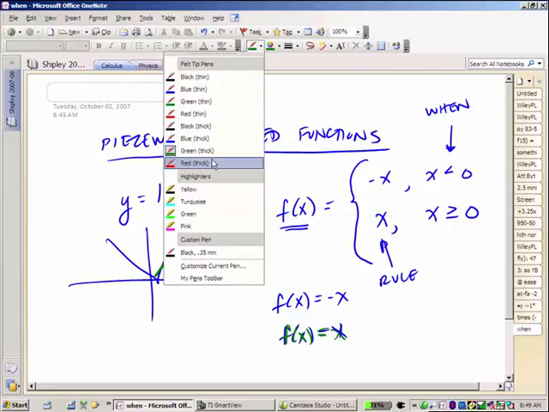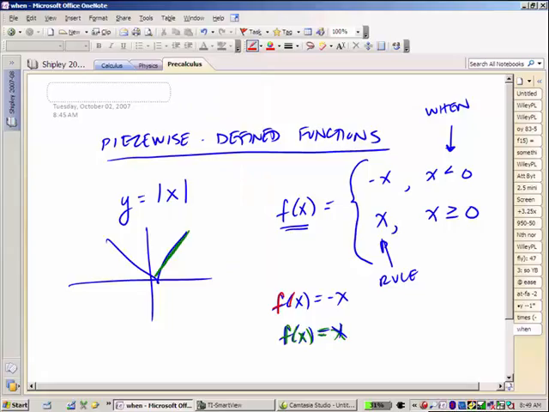I will then use red. f of x equals negative x. That's this part. Slope negative 1, intercept 0. That doesn't really look that colorful in there, does it? Sorry. It looks more colorful on my screen. But at any rate, do you see that?